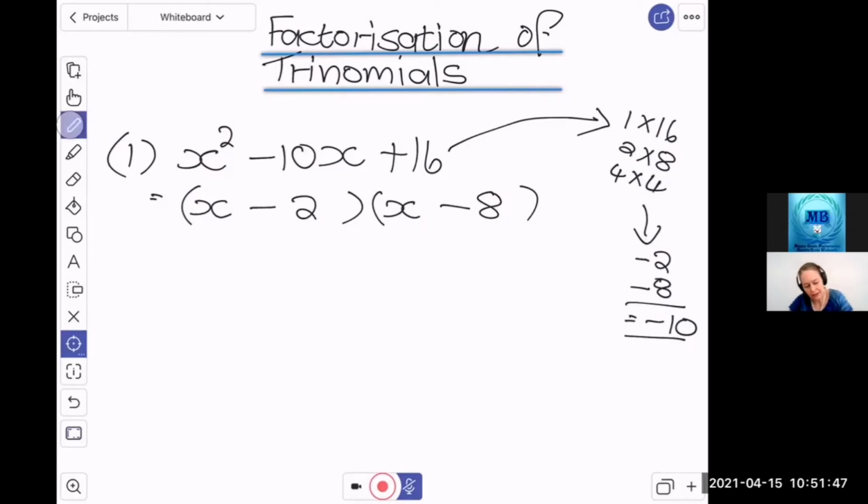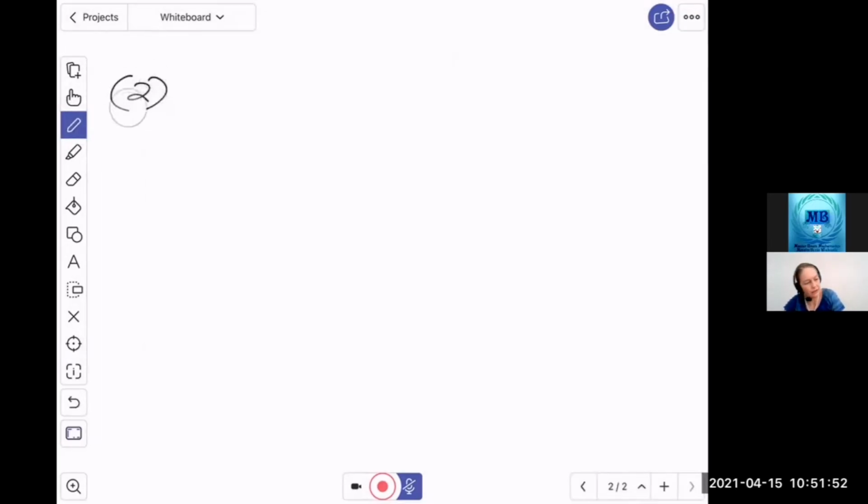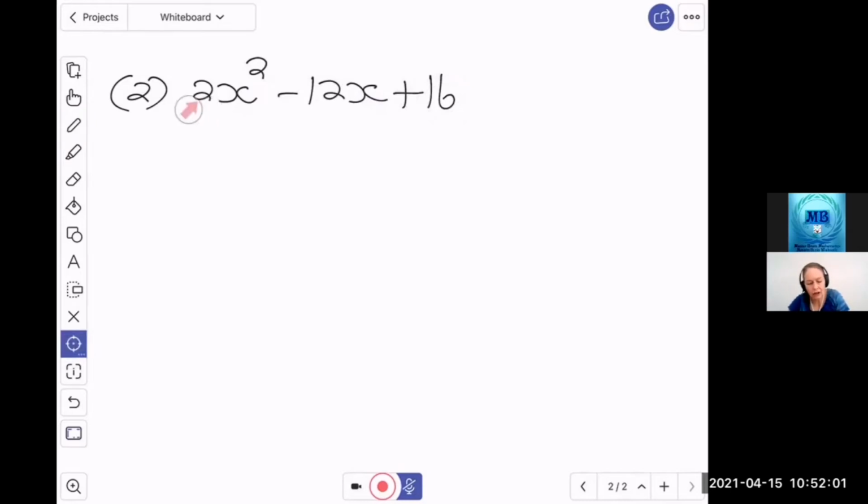Right, so let's have a look at another example. What if we are given the following? We have 2x squared minus 12x plus 16. Now in this case, we do have a coefficient for the x squared, so we need to have a look. Can we take it out as a common value for all three of those terms? In this case, we can see that 2 can divide into all three of 2, 12, and 16. So we can take it out as a common term.